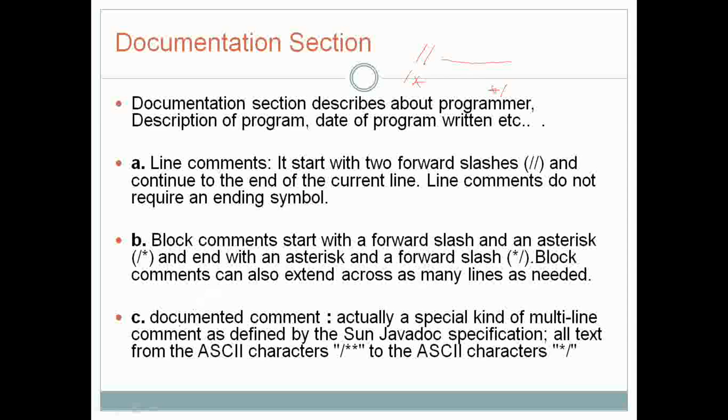And when it comes to Java, they introduced one more comment which is called a documented comment. It is a special kind of multi-line comment defined by the Sun Javadoc specification. This comment starts with a slash and 2 asterisks and ends with an asterisk and a slash. And these documentation comments can be separated from the Java source program for generating Java documentation. But documentation is ignored by the Java compiler.